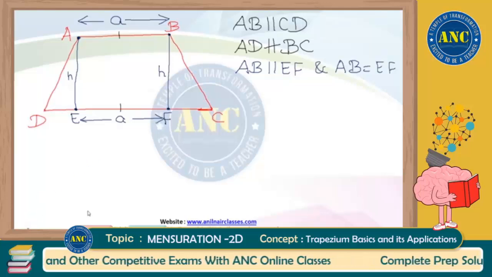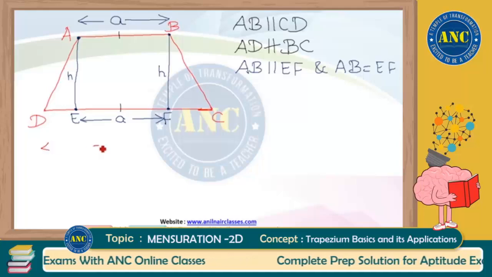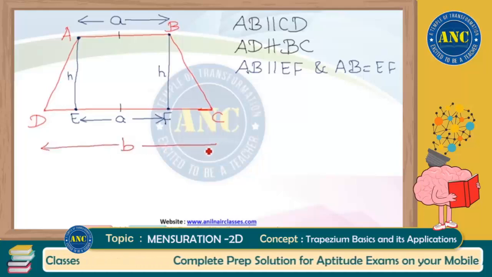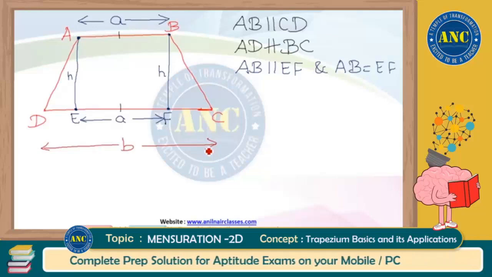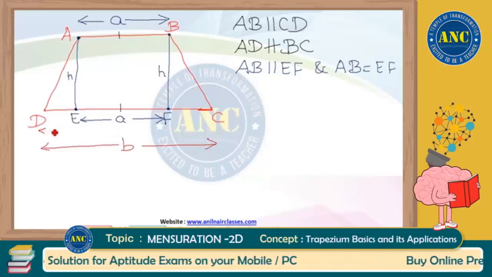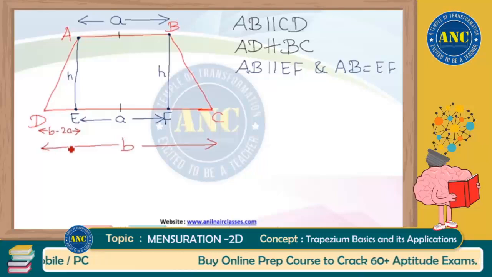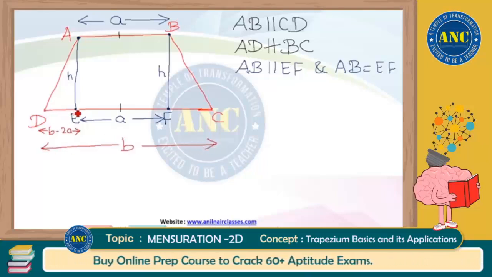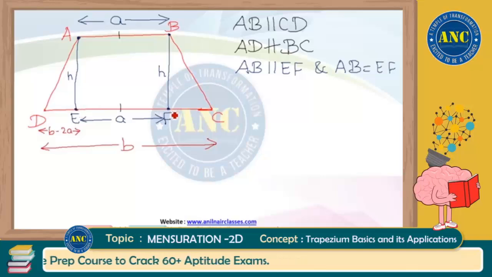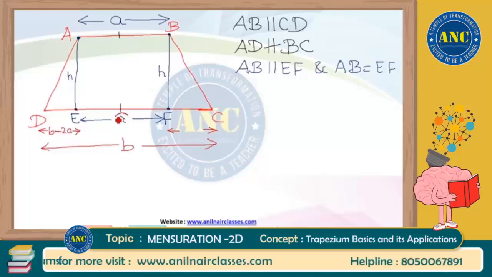Another thing I want to say here is, let me call the entire CD value small b. The distance from C to D, I will call small b, and D to E, let me call it b minus 2a, for example. If the entire distance from D to C is b and D to E is b minus 2a, E to F is a, and F to C should be how much then? b minus 2a plus a is b minus a, but I want it to be only b. That minus a should get cancelled, so this FC value should be plus a.